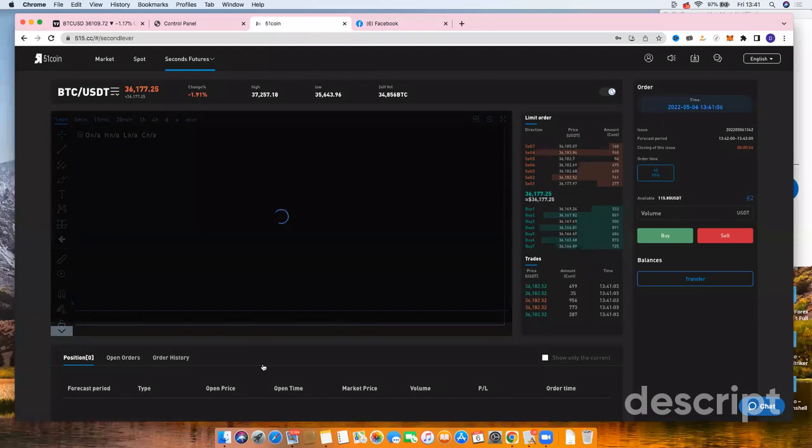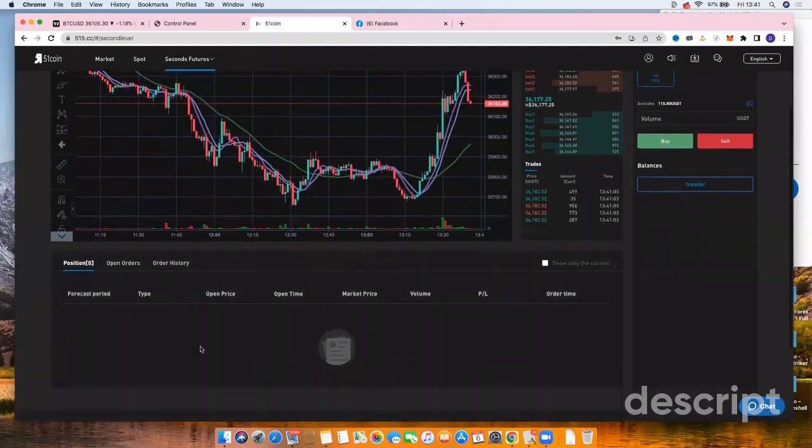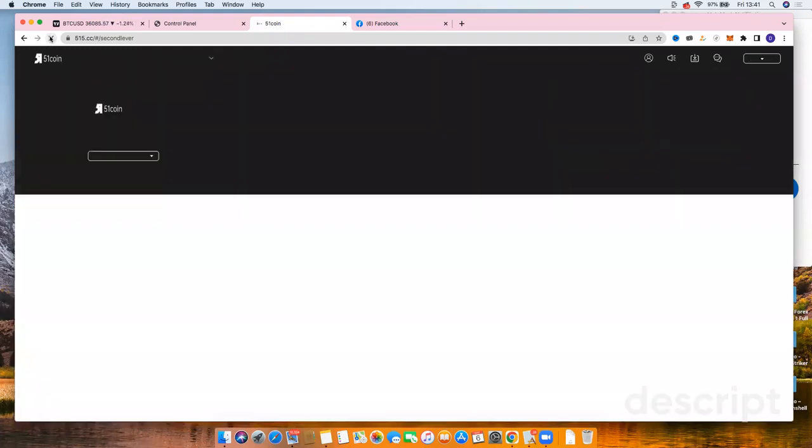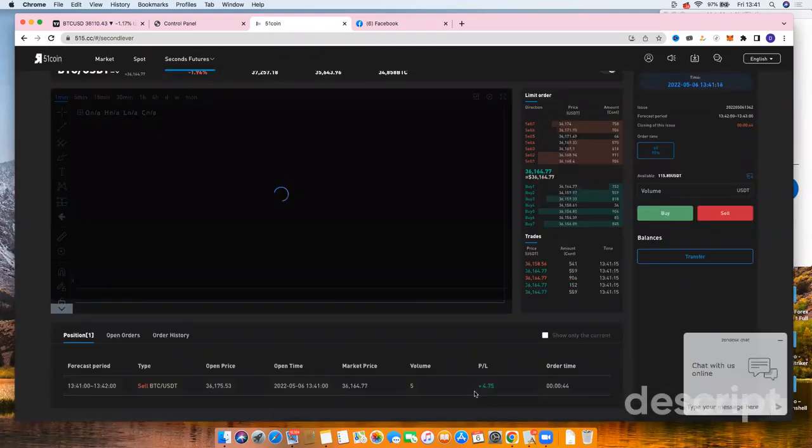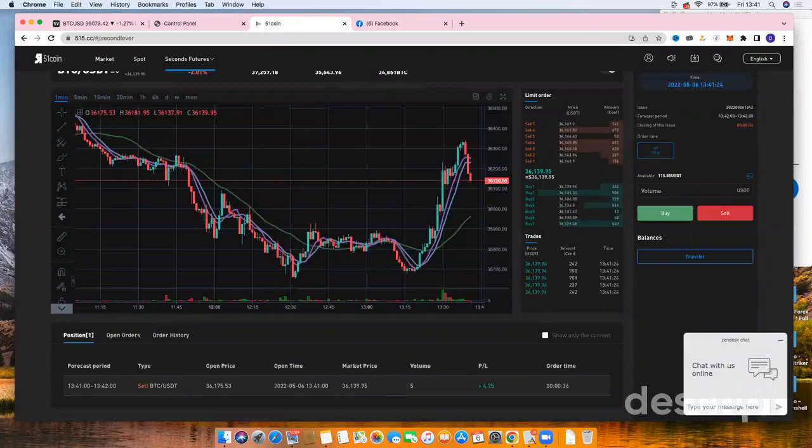You can see my trade is going to go into my position. What I'm going to do is I'm going to refresh. This is what I told you. So you can see I'm winning the trade. You can see my profit is 4.75. That is if I win this trade. My profit will be 4.75.